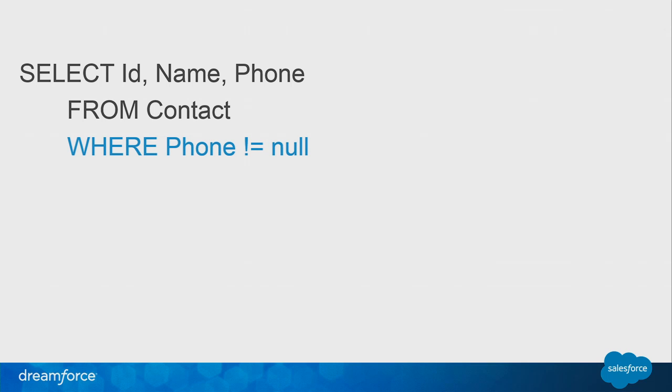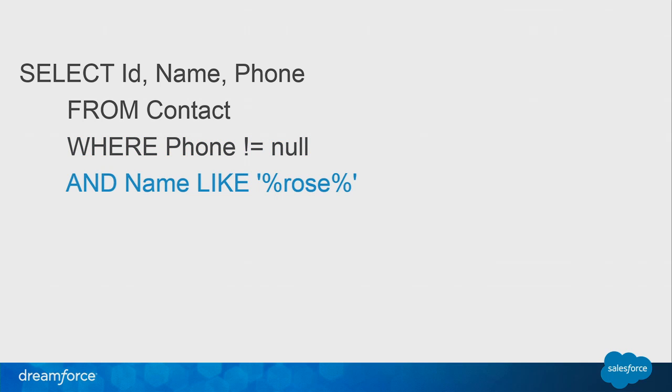We can add to that a conditional statement. So now we're not going to get every single contact in our database, which would probably blow out some governor limits on us. We're going to say instead we want only those contacts where the phone number is not equal to null. A more practical search might actually be looking for the ones that are null so that we can get them corrected, but that's okay.